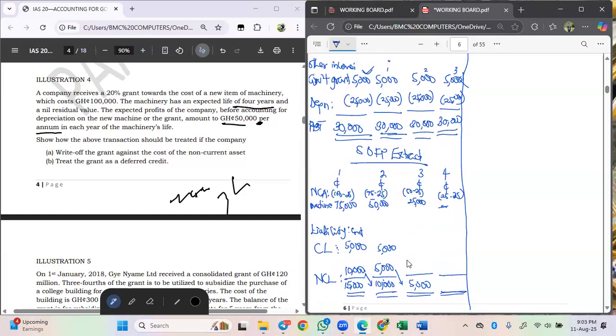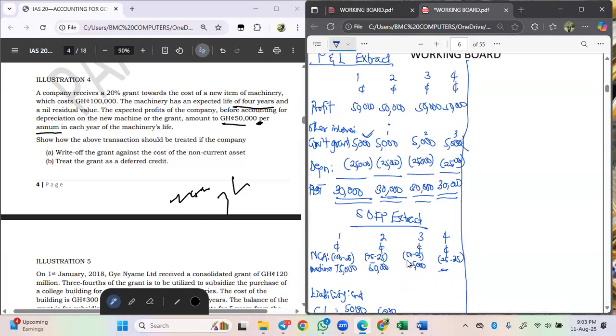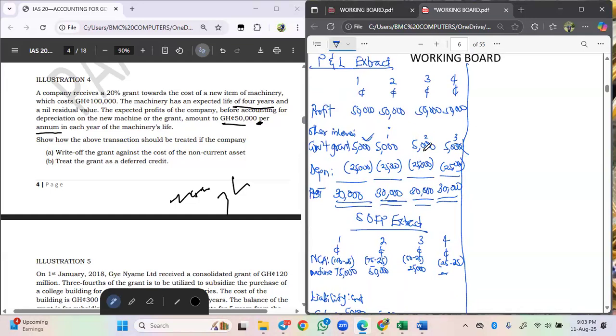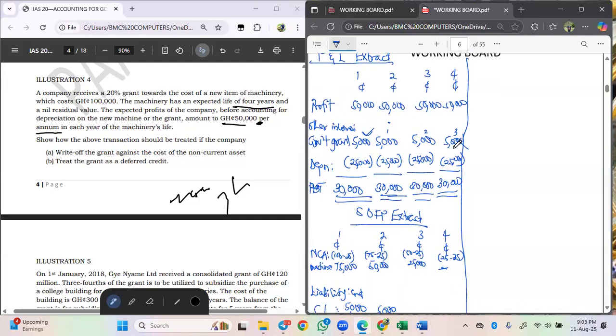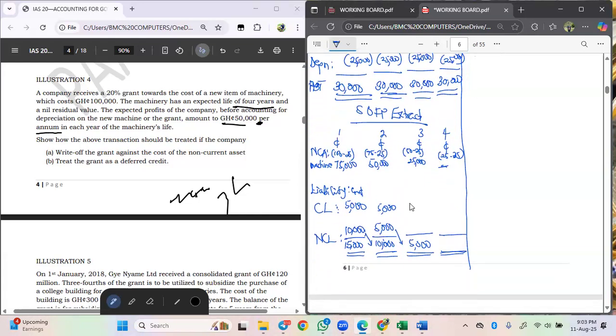Now the 5,000, you are in year 3. You have 5,000 left, so it's just year 4. So you are going to release 5,000 in the next year. So that one will be your current liability. You don't have any non-current. So here will be dash, here will be dash, here will be dash.